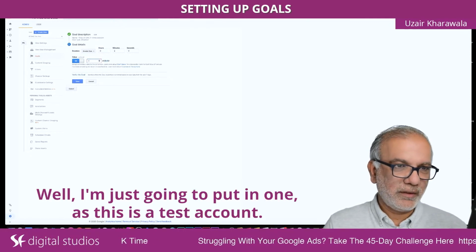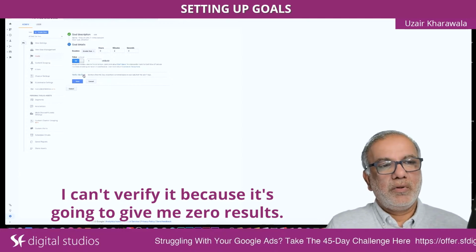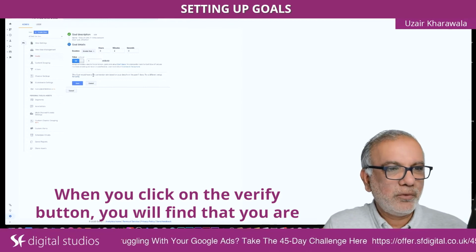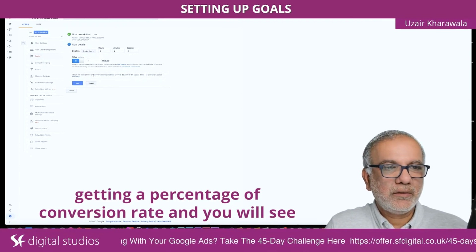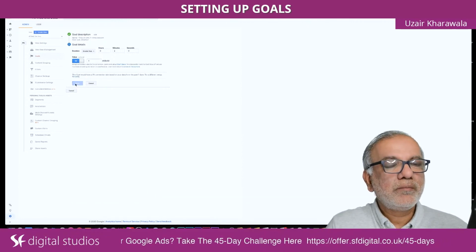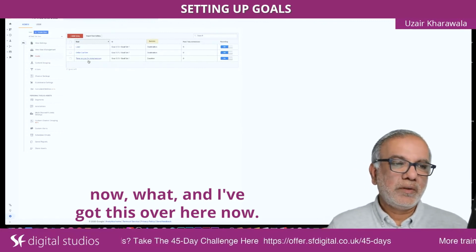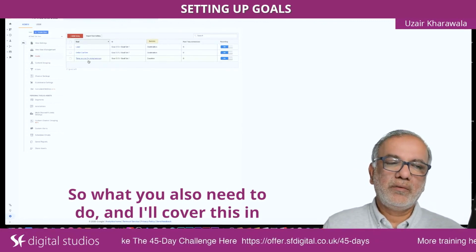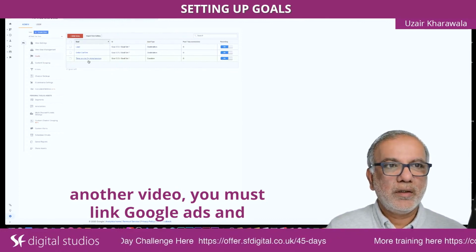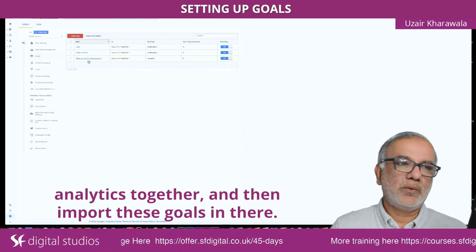So I'm just going to put in 1. As this is a test account, I can't verify it because it's going to give me 0 results. When you click on the verify button, you will find that you are getting a percentage of conversion rate, and you will see that that is working then, and then you save it. Now I've got this over here now. So what you also need to do, and I'll cover this in another video, you must link Google Ads and Analytics together and then import these goals in there.